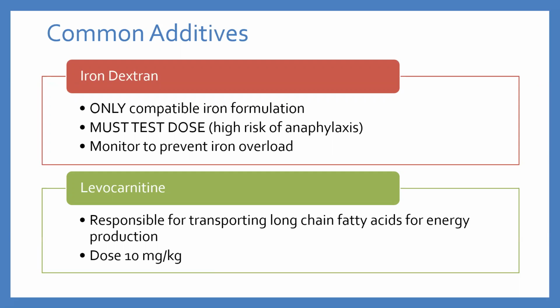Some common additives that you'll see that you can order on the sheet include iron dextran. It is the only compatible iron formulation that we can put directly into the TPN, but you do have to test dose this due to the high risk of anaphylaxis associated with it. And then also because it's an iron supplementation, you do have to monitor for iron overload.